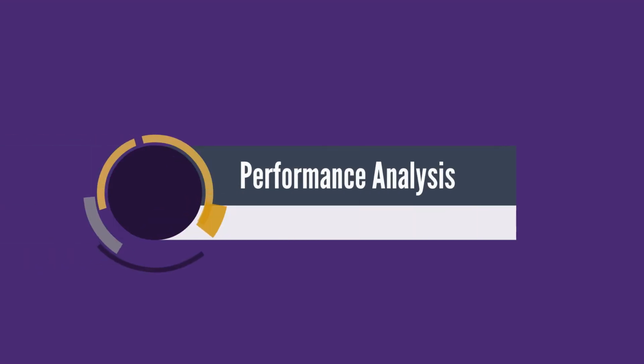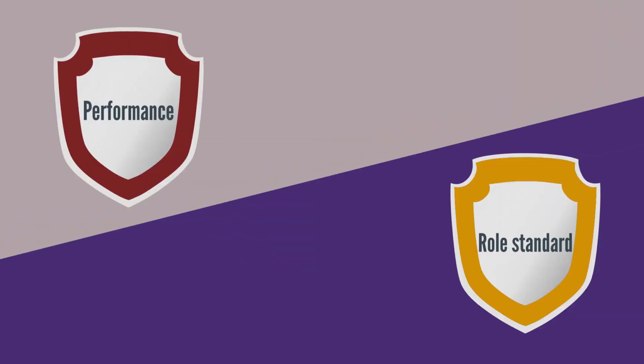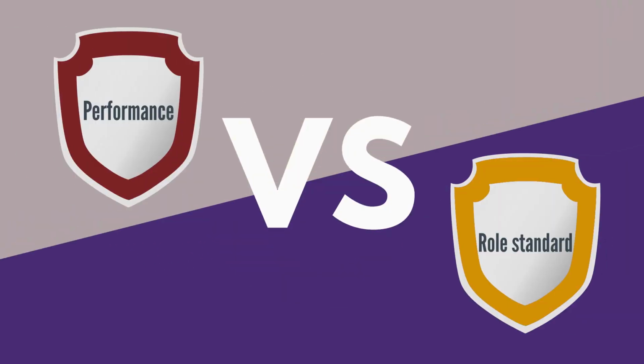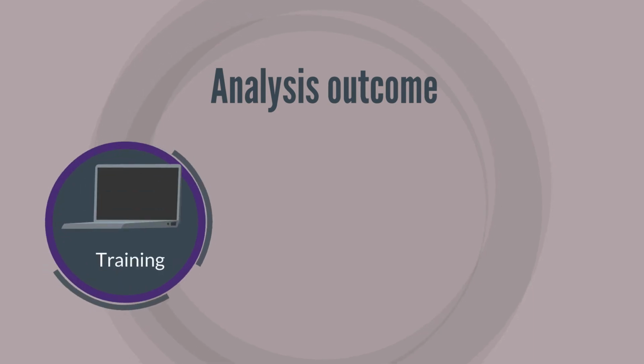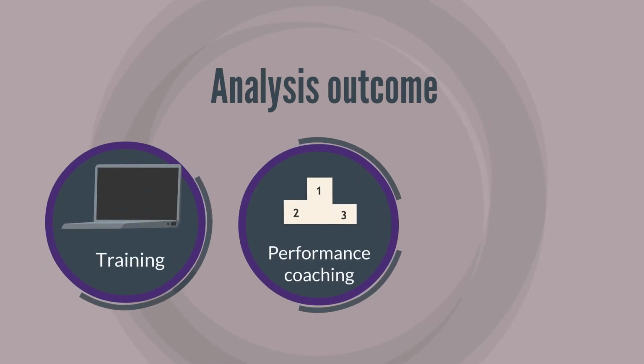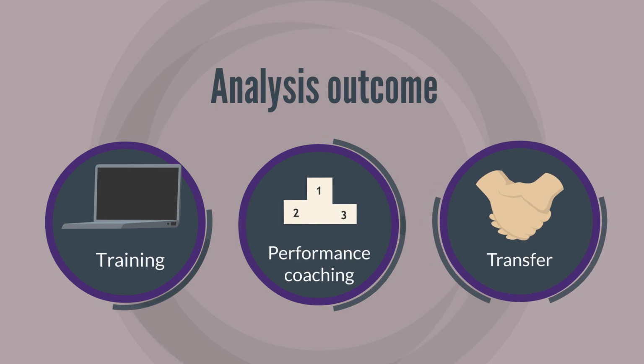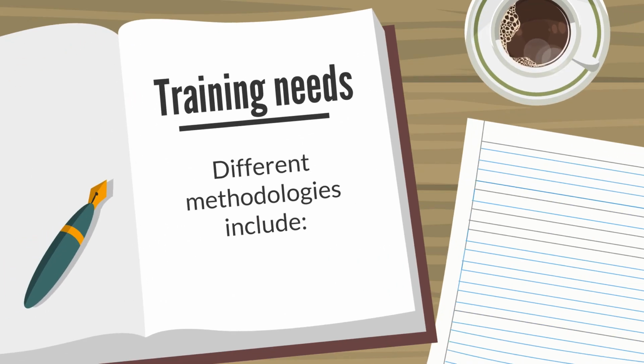The second type of analysis is called a performance analysis. The goal here is to verify that there is a performance gap to the standard required of the role. The outcome of the analysis could result in additional training, performance coaching, or even perhaps a transfer to another role in the organisation. Several different methodologies can be used to determine an employee's training needs.